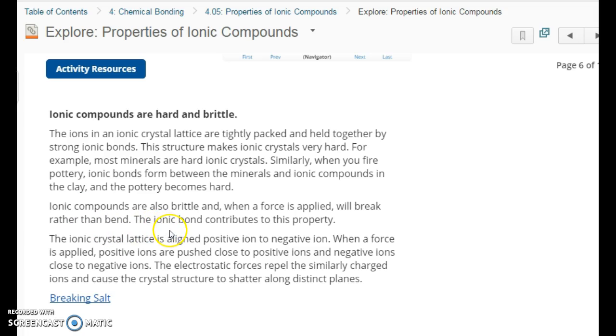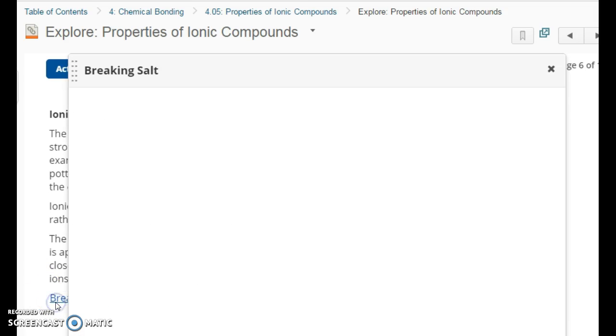The ionic bond contributes to this property. The ionic crystal lattice is aligned positive ion to negative ion. When a force is applied, positive ions are pushed close to positive ions and negative ions close to negative ions. The electrostatic forces repel the similarly charged ions and cause the crystal structure to shatter along distinct planes.